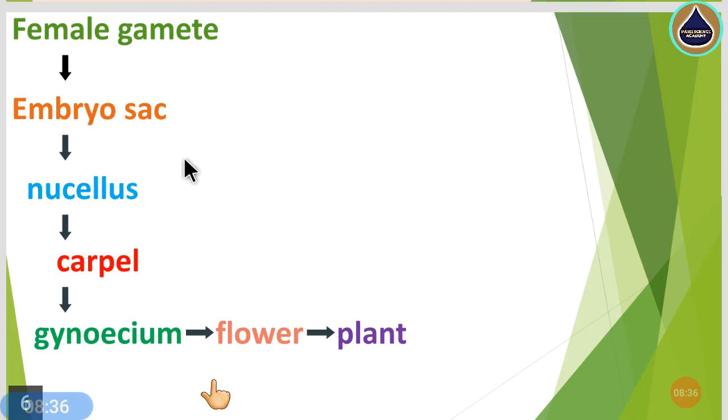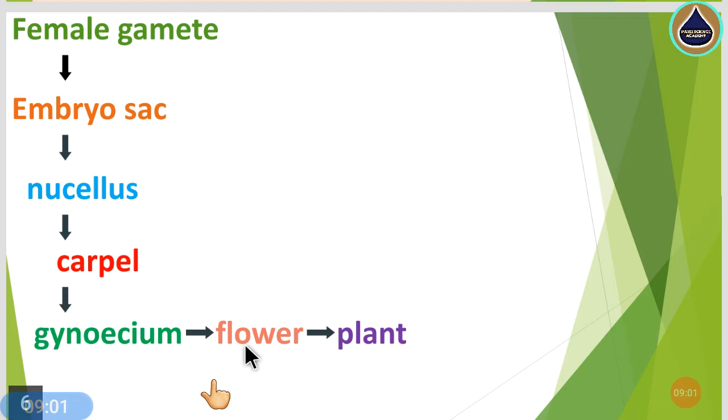This female gamete is formed in the embryo sac, and embryo sac is found in the nucellus, and nucellus is the part of the carpel, and carpel is the single unit or single member of the gynoecium. Gynoecium is the female reproductive whorl of the flower, and flower is the part of the plant. So I hope you have cleared in your mind. Let's see one more time.